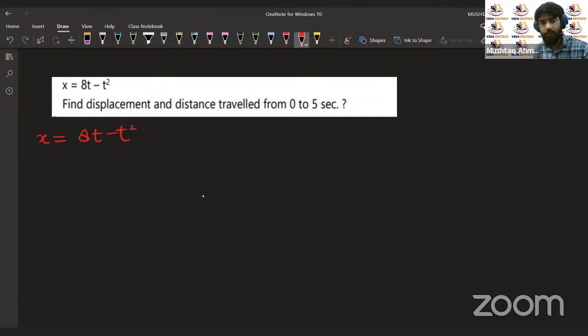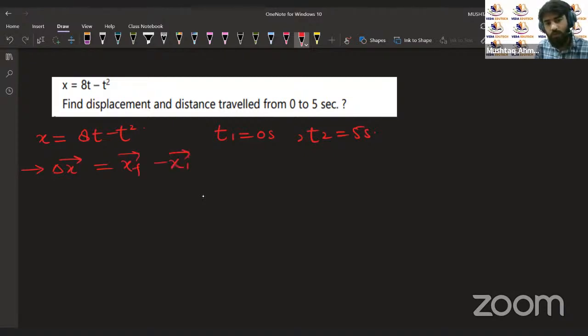We have to calculate the displacement and distance traveled by this particle between the time interval t1 equal to 0 seconds, and t2 is given as 5 seconds, right? We have to calculate the displacement as well as distance traveled by this particle, right? So if we calculate the displacement, that's delta x vector. That will be equal to final position vector minus initial position vector. And we know that final position vector is the position vector at time t equal to 5 seconds. And initial position vector is the position vector at time t equal to 0 seconds, right?